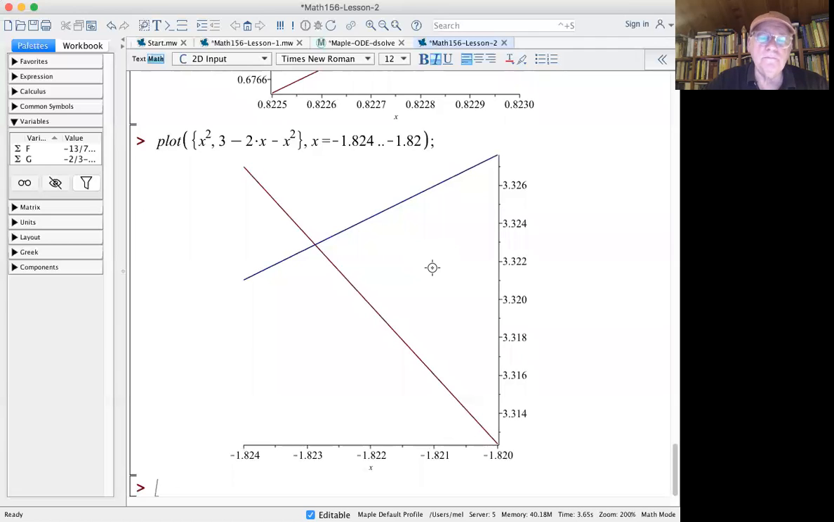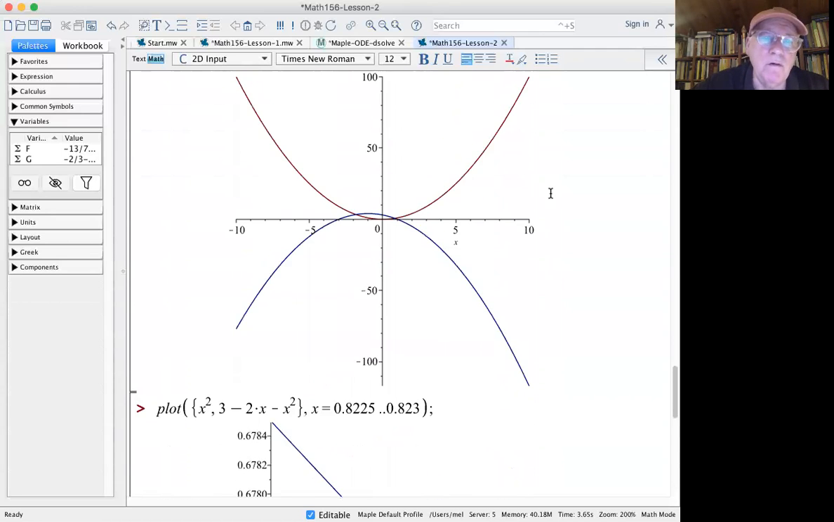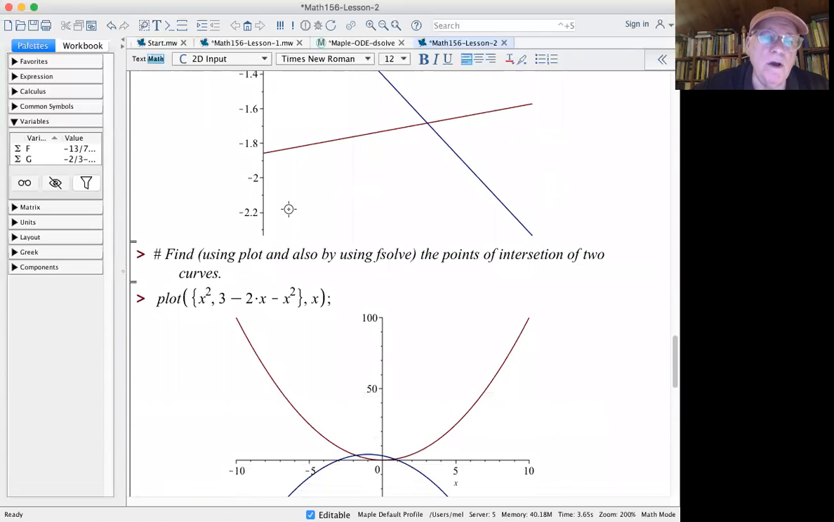Okay, now, so that's finding solutions graphically. Suppose we wanted to find the solution using fsolve. So we're doing the following: fsolve, solve the equation. So we want to know, when do these two curves intersect? For what value of x does x squared equal 3 minus 2x minus x squared?